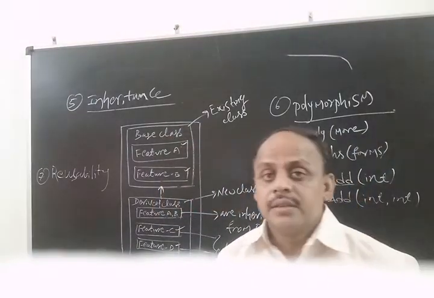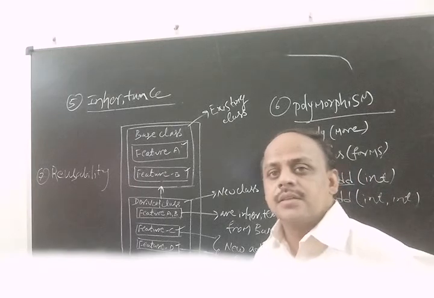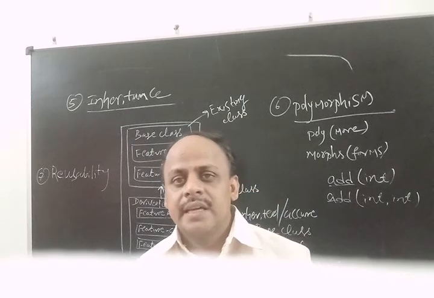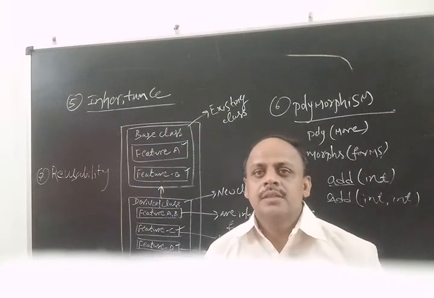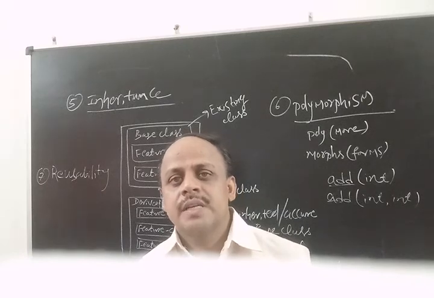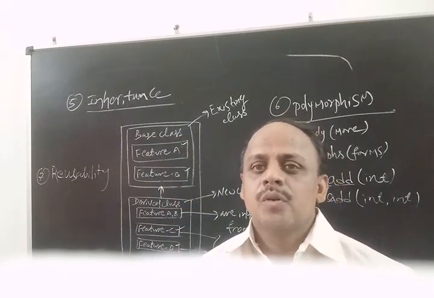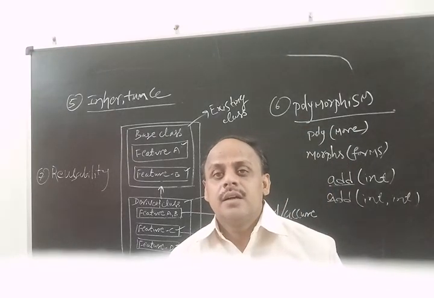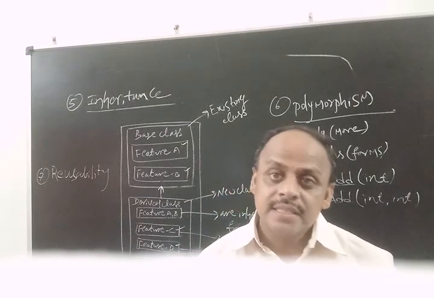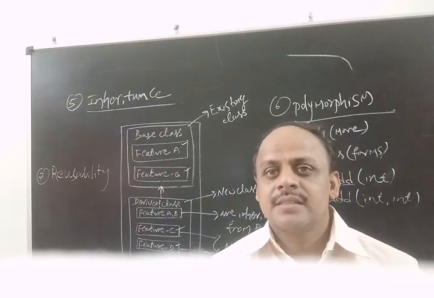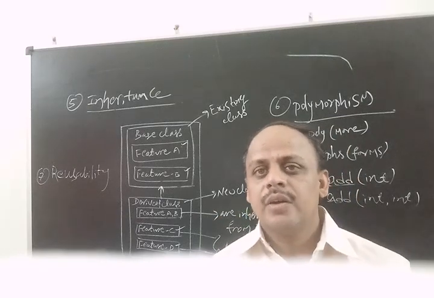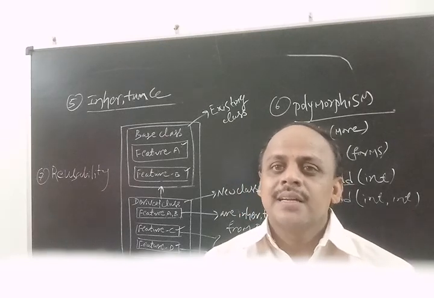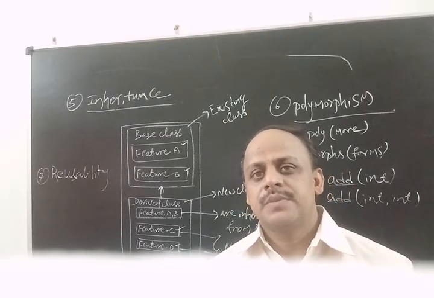So this clears all the basic concepts: class, object, encapsulation, abstraction, inheritance, polymorphism, and reusability of code. In the next class we are going to discuss in detail, with syntax, what a class is and what an object is. Afterwards it is possible to write C++ programs using class and object concepts. Thank you.